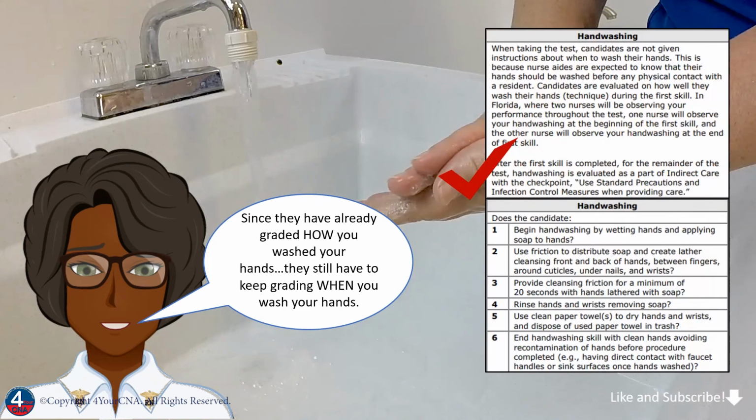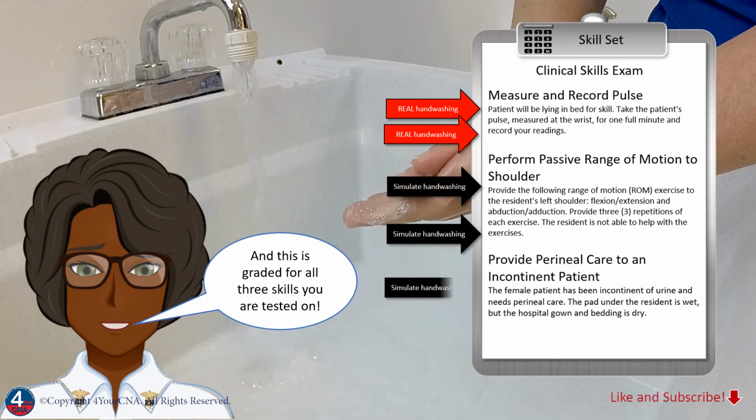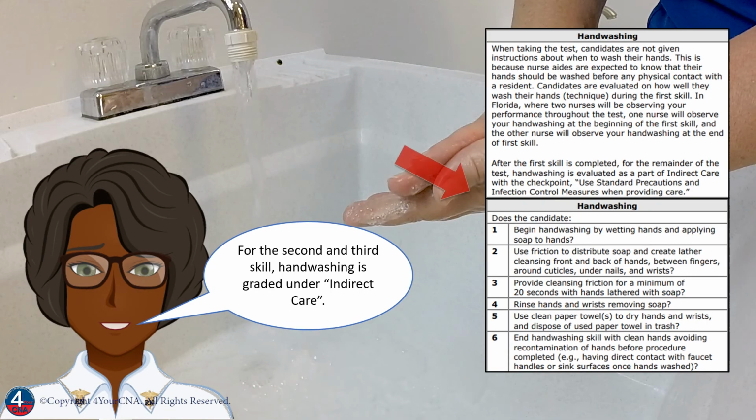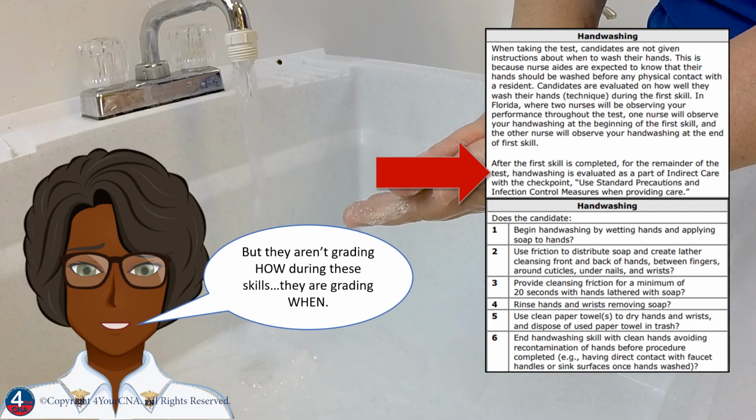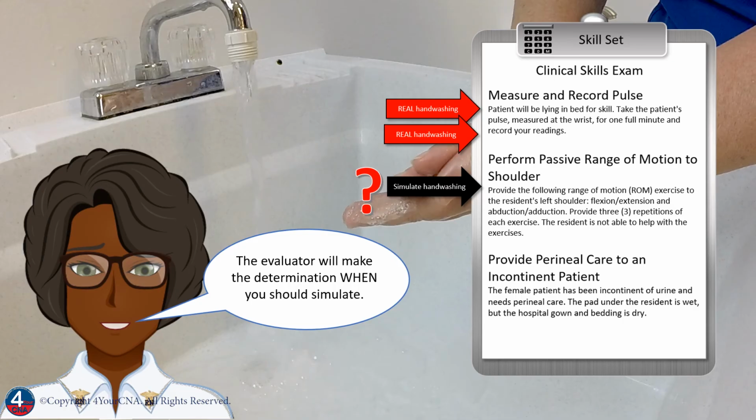Since they have already graded how you washed your hands, they still have to keep grading when you wash your hands. And this is graded for all 3 skills that you are tested on. For the second and third skill, hand washing is graded under indirect care. But they aren't grading how during these skills, they're grading when. But don't simulate until you're told to. The evaluator will make the determination when you should simulate.